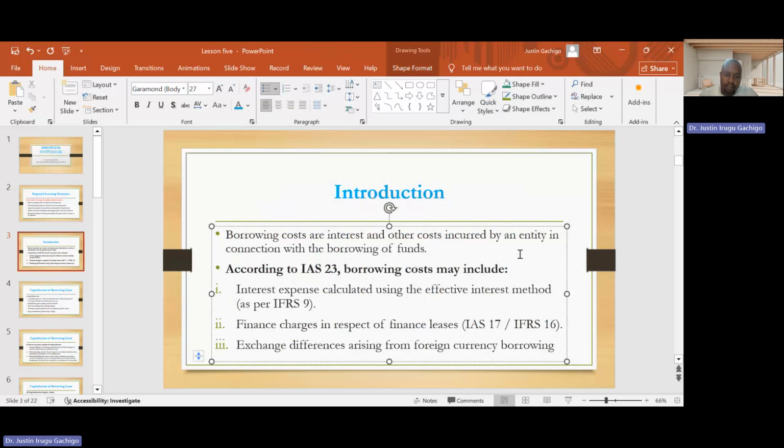Then we have the exchange differences arising from foreign currency borrowing. So in the event that you take a loan which is foreign denominated, for example, a loan in USD, the foreign exchange difference that is associated between the local currency and the foreign currency is also going to be part of the borrowing cost.